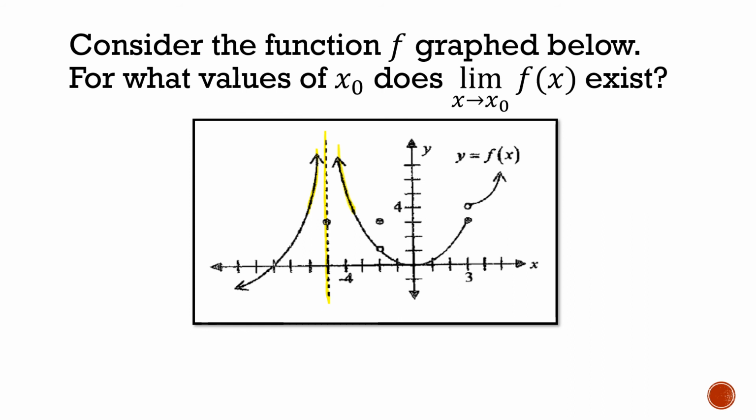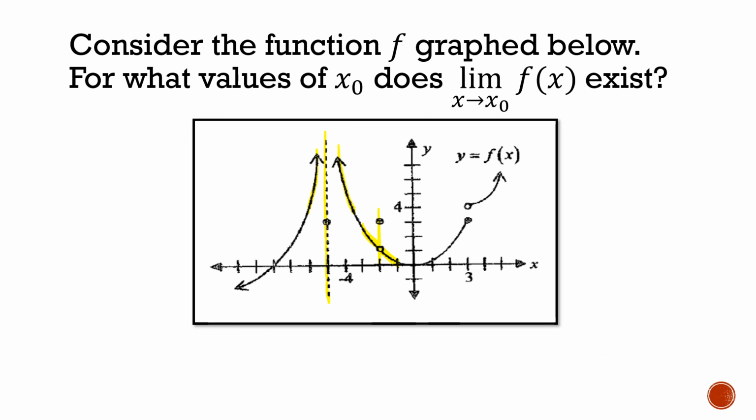Now, if I look right here at this hole that's happening at -2, I want to check my limits there. The limit from the left of -2 is going to -1. The limit from the right of -2 is going to -1 as well. Because those two numbers are the same, I don't have a problem here at -2 either. The limit exists at -2.